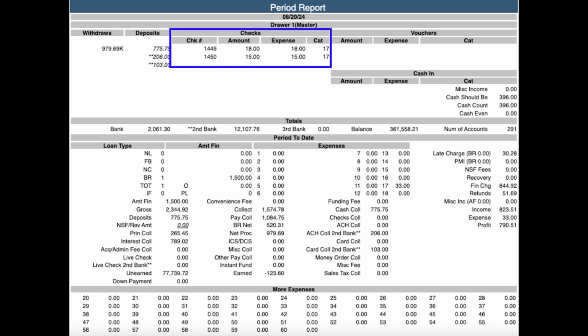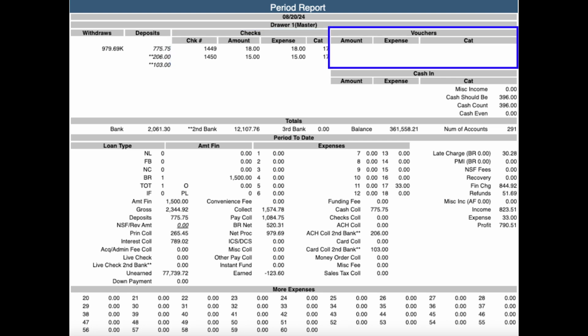Checks. The check section consists of any check written via the check register. CHK number: check number on the check. Amount: amount of check. Expense: expense amount of check. CAT: expense category.